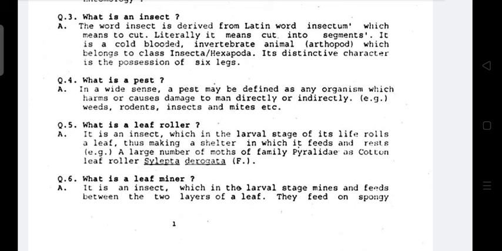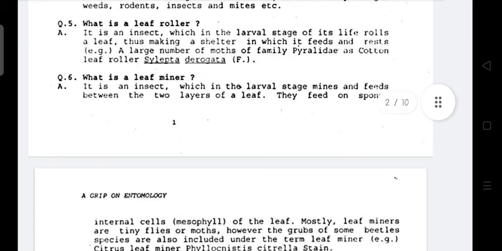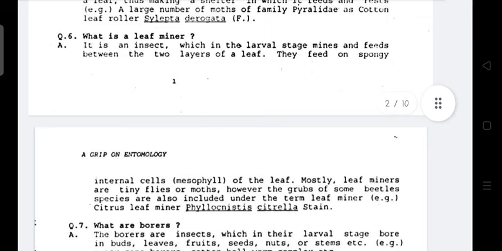Likewise, mites. What is a leaf roller? It is an insect which in the larval stage rolls a leaf, thus making a shelter in which it feeds and rests. It takes both corners of a leaf and rolls it and makes a shelter for itself. A large number of moths of family Pyralidae are leaf rollers. Cotton leaf roller is a very famous insect.